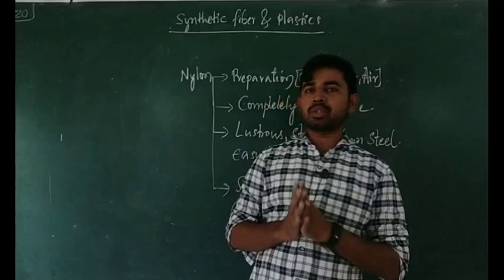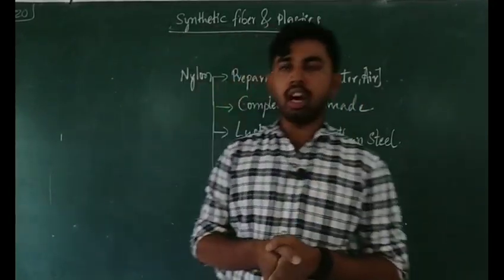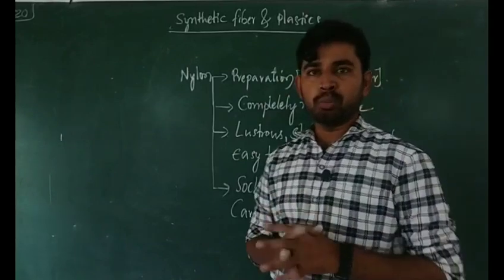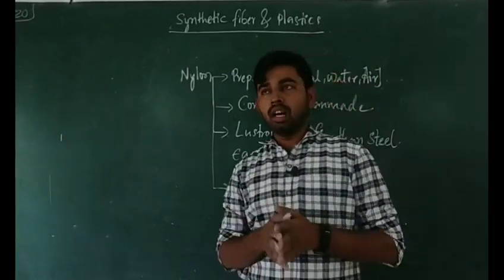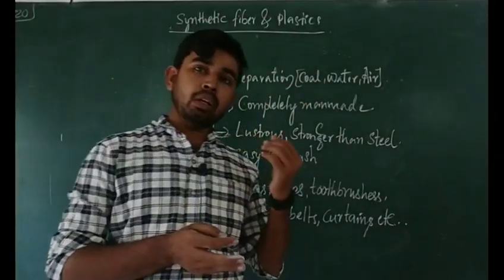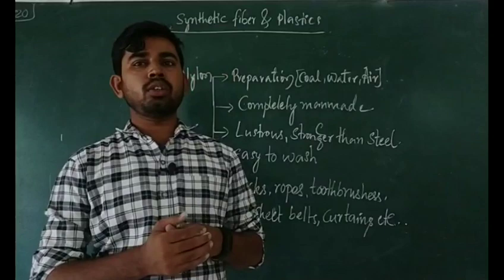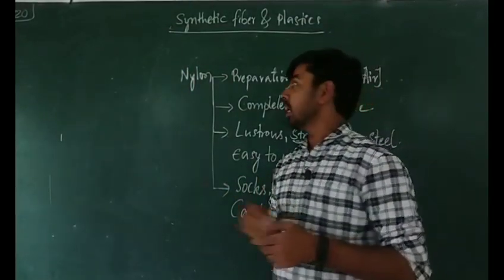Rayon is called a semi synthetic fiber, artificial silk. How is it prepared? By using wood pulp and different kinds of chemicals. Where is it used? In the manufacturing of carpets, different kinds of cloths, and one more is bed sheets. Next synthetic fiber is nylon.